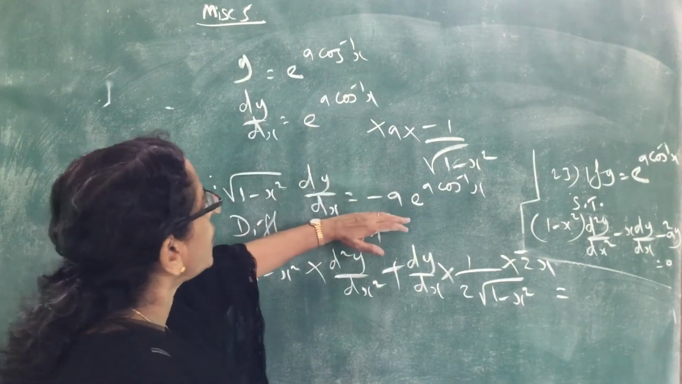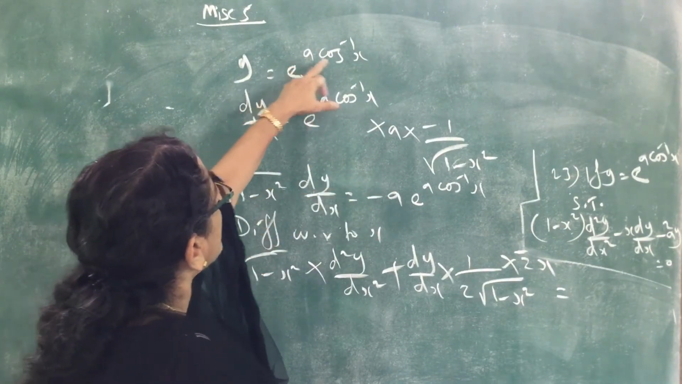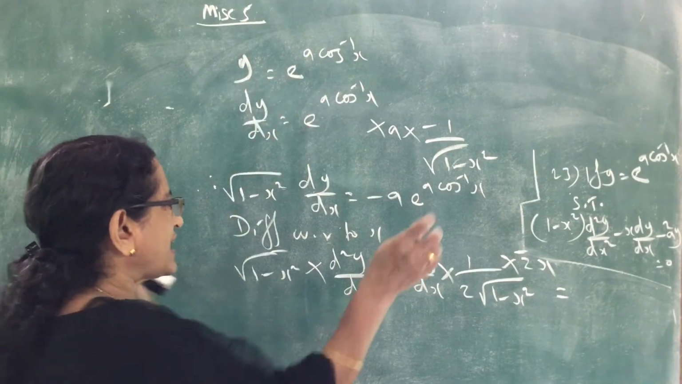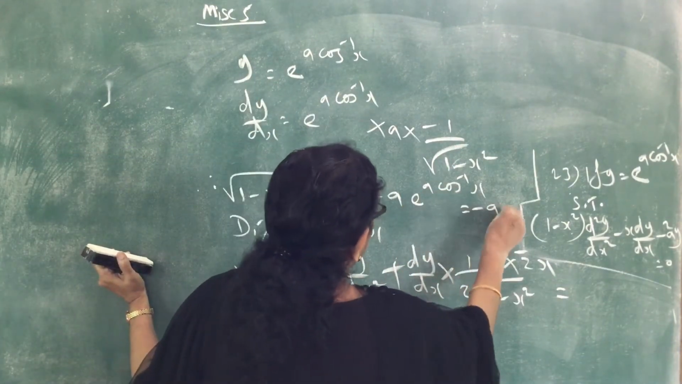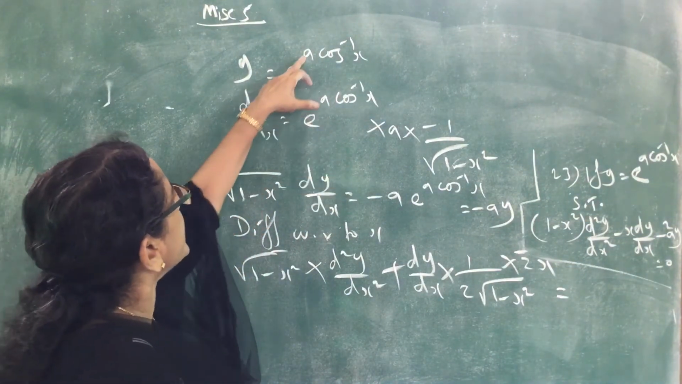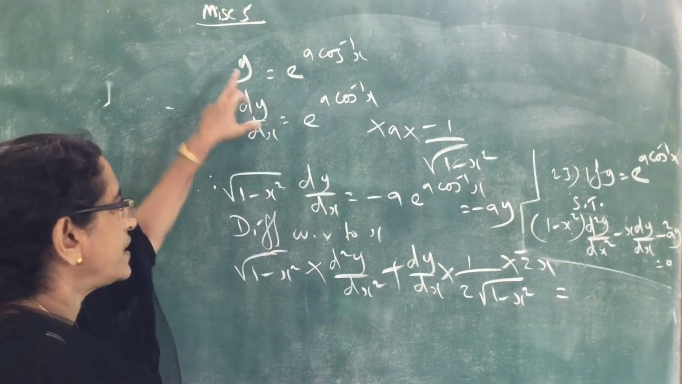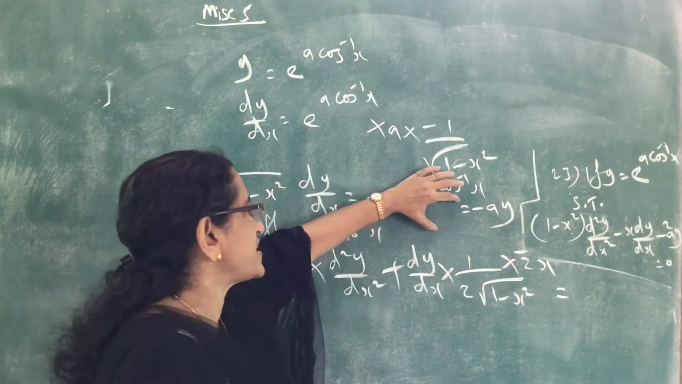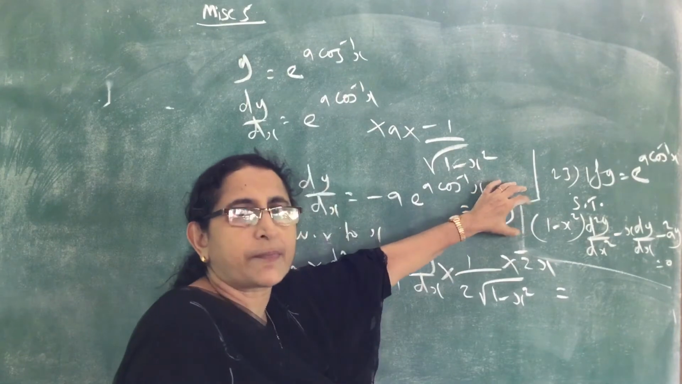See here, we can do one thing. What is e raised to a cos inverse x? E raised to a cos inverse x is the same as y. So we can write here that it is equal to minus ay, so it will be easy. In the place of e raised to a cos inverse x, we can substitute y, so we got minus a into y. Now there is no need to differentiate this term; only the right side is this one, minus ay.